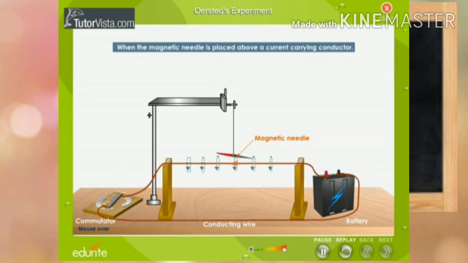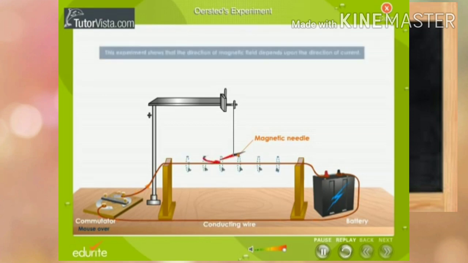Hans Ørsted repeated the experiment by placing the compass needle above the wire. He observed that the needle deflected in the opposite direction. This experiment indicated that the direction of the magnetic field above and below the wire is in opposite directions. He also observed that if the direction of the current in the wire is reversed, the deflection in the compass needle is also reversed. This experiment shows that the direction of the magnetic field depends upon the direction of current.